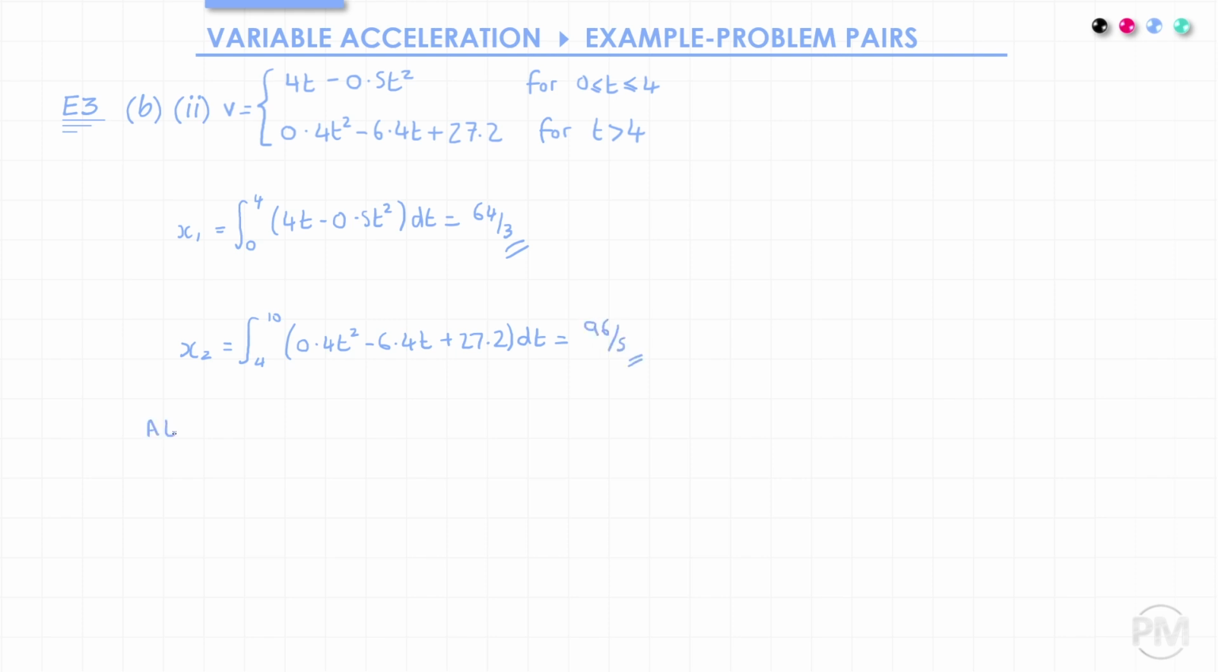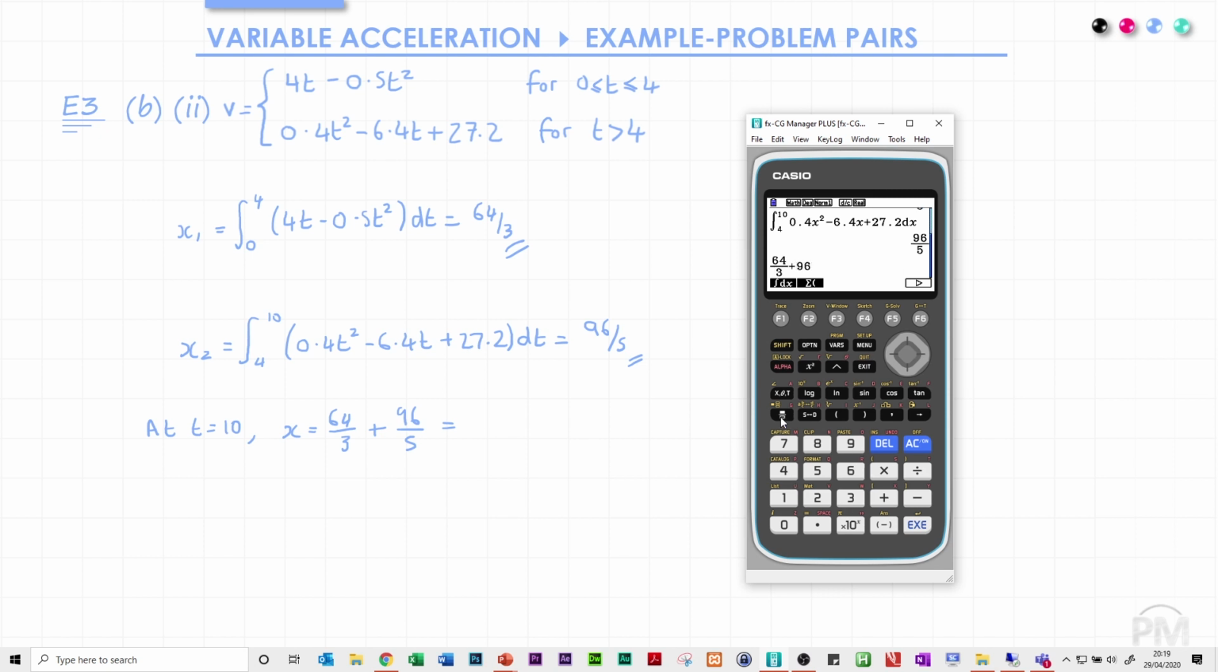So, at t equals 10, the displacement is 64/3 plus 96/5, which gives us 40.5 if we round to 3 significant figures.